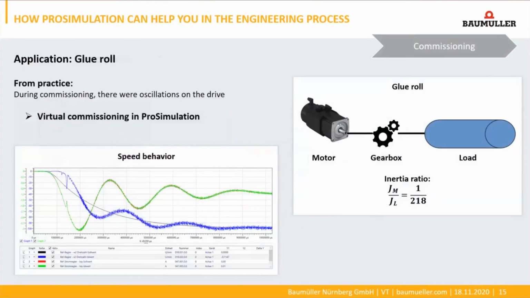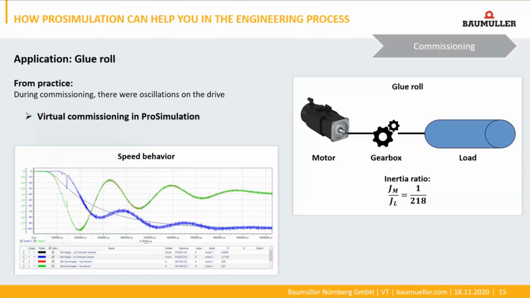The last step, the commissioning, I will explain on a glue roll application. Glue is applied to the paper with a roller. The structure of the mechanics you can see in the right picture. A motor is connected via a gearbox to a roll. The difficulty lies in the high load inertia ratio of 1 to 280, which is difficult to control.